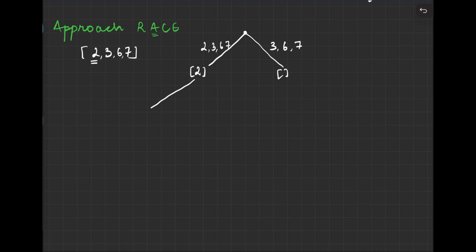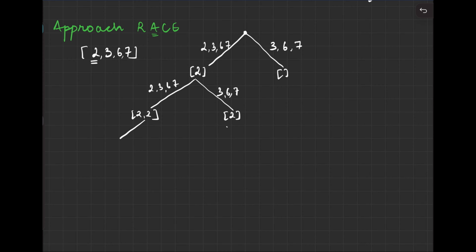So on the left, we keep making the same decisions. On the left here again, we'll pass 2, 3, 6, 7, and we'll include 2 in our candidates. And here we will not include 2 in our candidates, and we'll pass 3, 6, 7. All right. Again, on the left, we'll do the same thing.